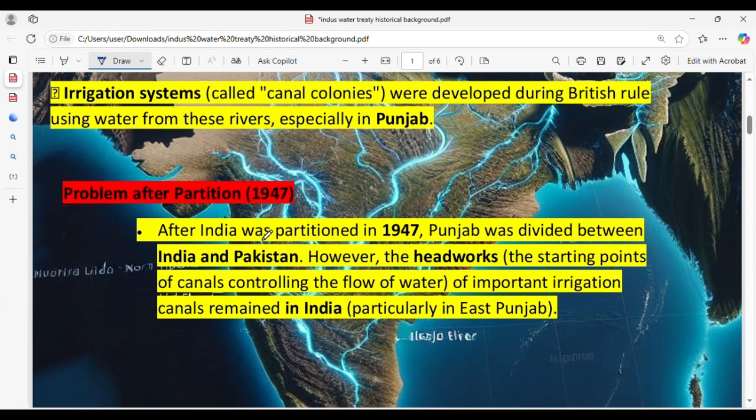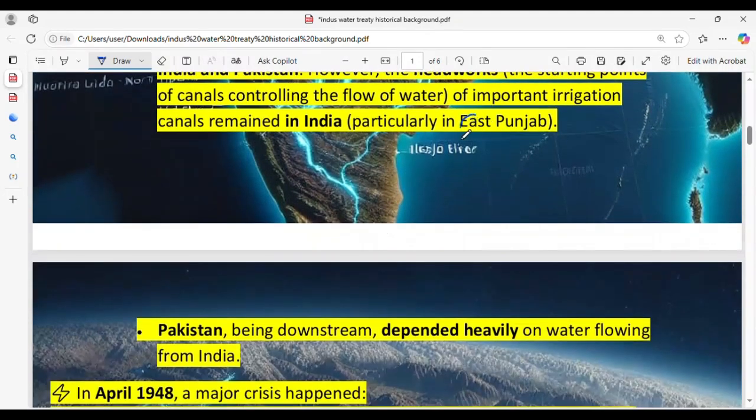After India was partitioned into two nations, on the basis of the two nations theory, in 1947, Punjab was divided between India and Pakistan, the Sindh area of Pakistan and the Punjab area of India. However, the headworks, the starting points of canals controlling the flow of water of important irrigation canals, remained in India, particularly in East Punjab, where the disputed land basically was.